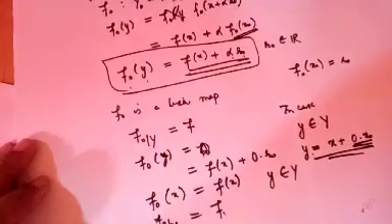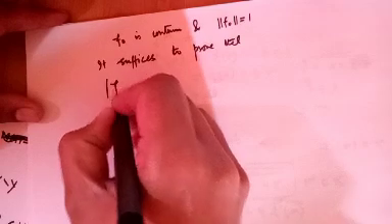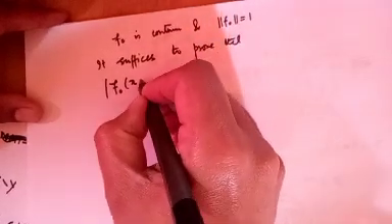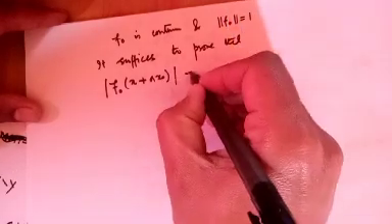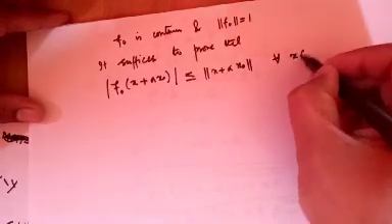Now we have to show that it is continuous, or rather that it is a bounded linear functional, which is the same thing as continuous, and that the norm of f naught is also equal to 1. That is what we are left to prove. It suffices to prove that the modulus of f naught of x plus alpha times x naught is less than or equal to the norm of x plus alpha times x naught, for all x belonging to Y.